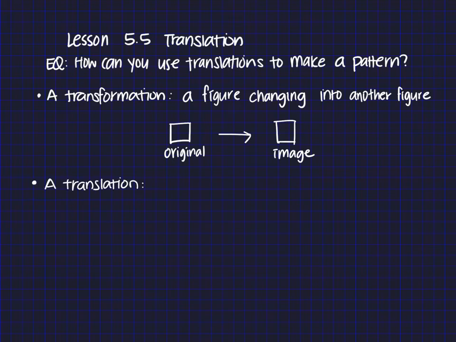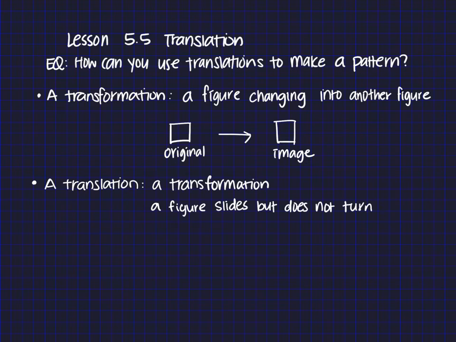Now, a translation is a part of transformation, but you have a specific way of changing it into another image. With a translation, all you have to do is slide the figure without turning, and wherever you place the first figure, that's going to be your image. So it's going to move a distance, but without changing how it's laid out, how it looks. So let's say I have a star shape, and I moved the figure to the right.